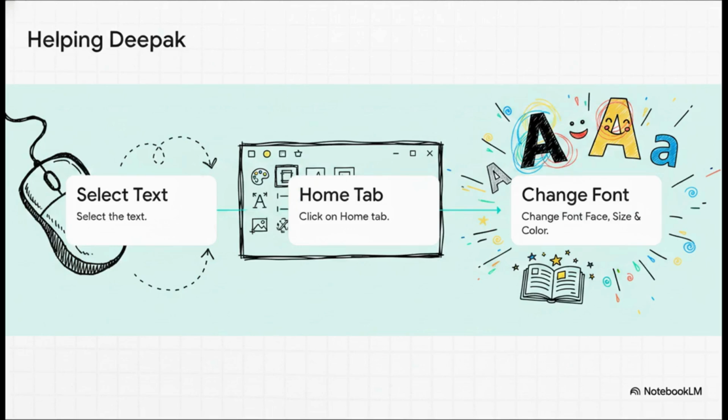Step 1, he needs to select the dull text using his mouse. Step 2, he's going to click on the Home tab to access his formatting options. And Step 3, inside that font group, he can change the font face to a much more fun style, increase the font size so it's super easy to read, and pick a vibrant text color. Deepak's document is officially saved from boredom, and that wraps up the application section.